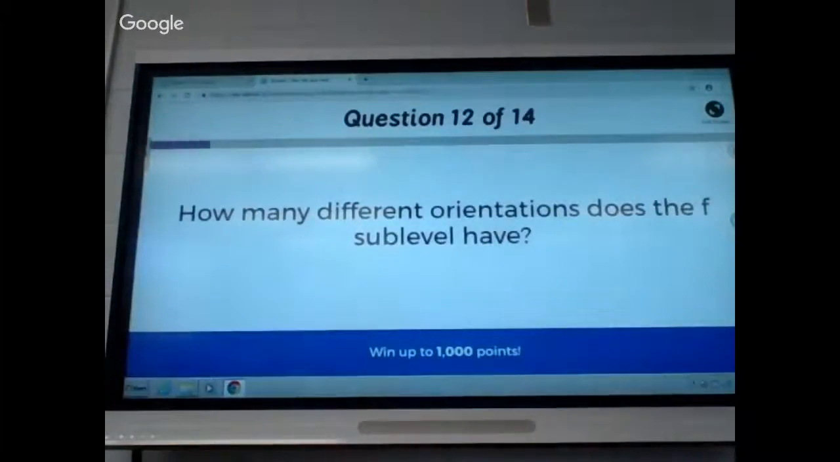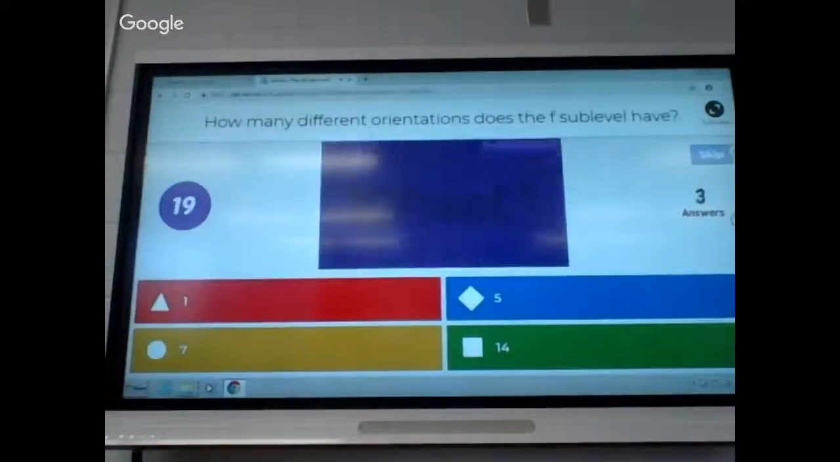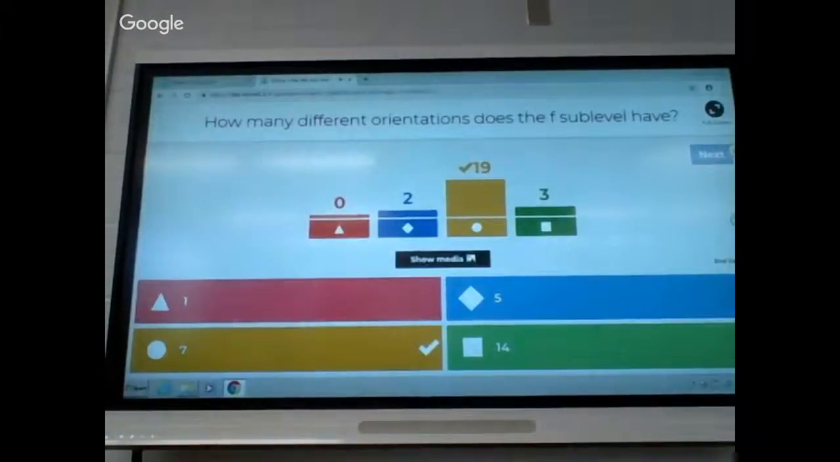What are orientations? The picture. So F has how many different pictures? 7. D has 5, and 14 electrons.